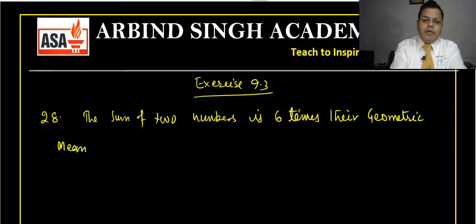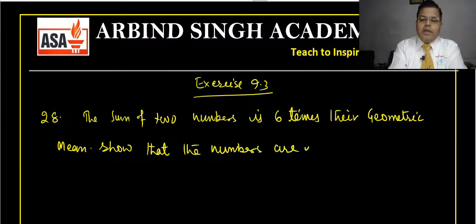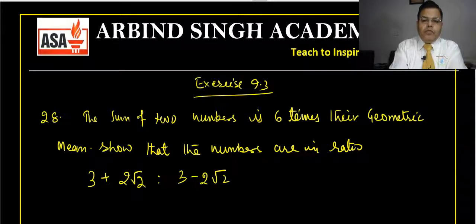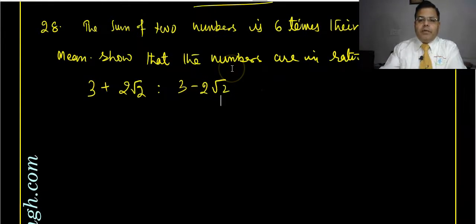Show that the numbers are in the ratio 3 plus 2 root 2 is to 3 minus 2 root 2. This is the question.